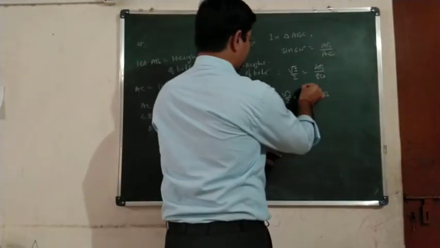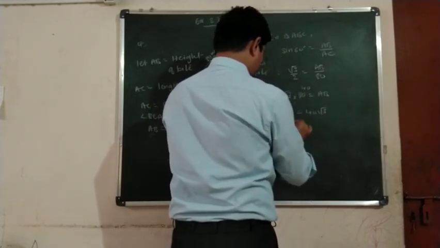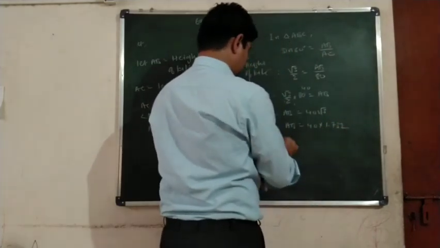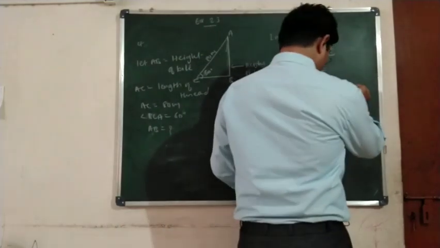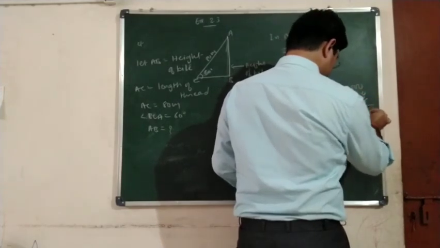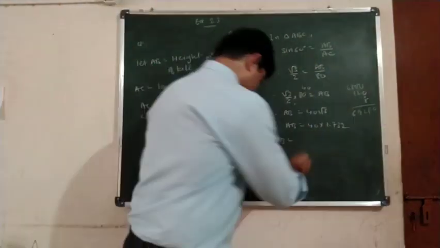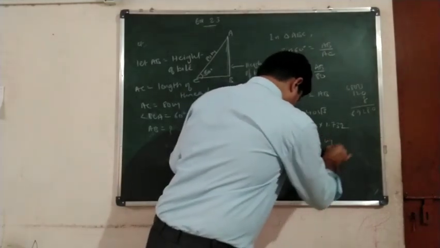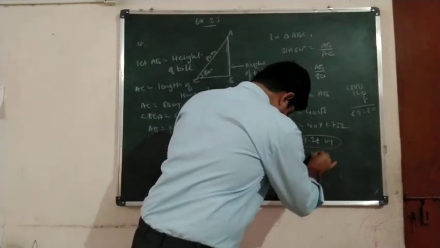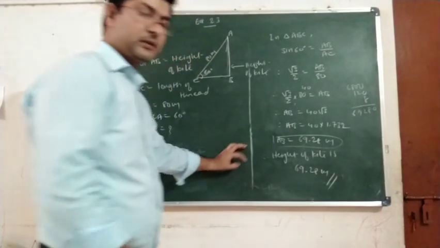On further simplification we will get AB is equal to 40 root 3. Therefore AB is equal to 40 into 1.732. Let us multiply. Okay, so we will get 69.28 meters, and therefore the height of the kite is 69.28 meters.